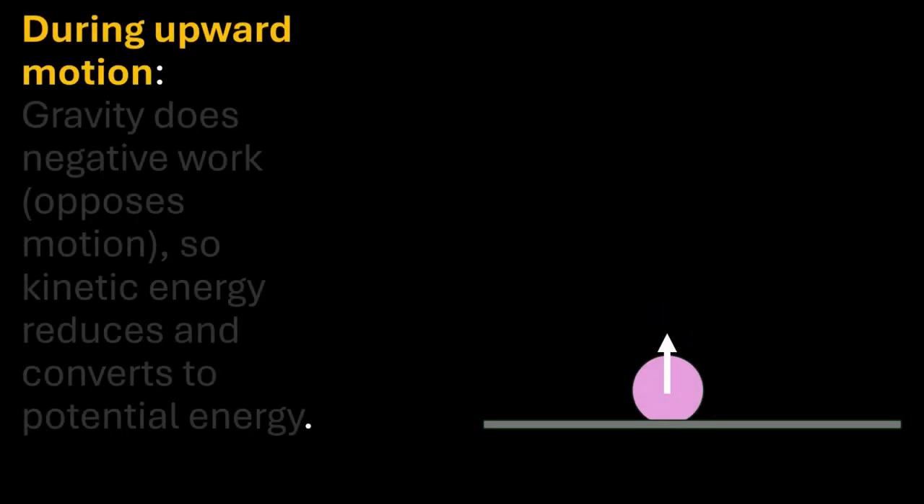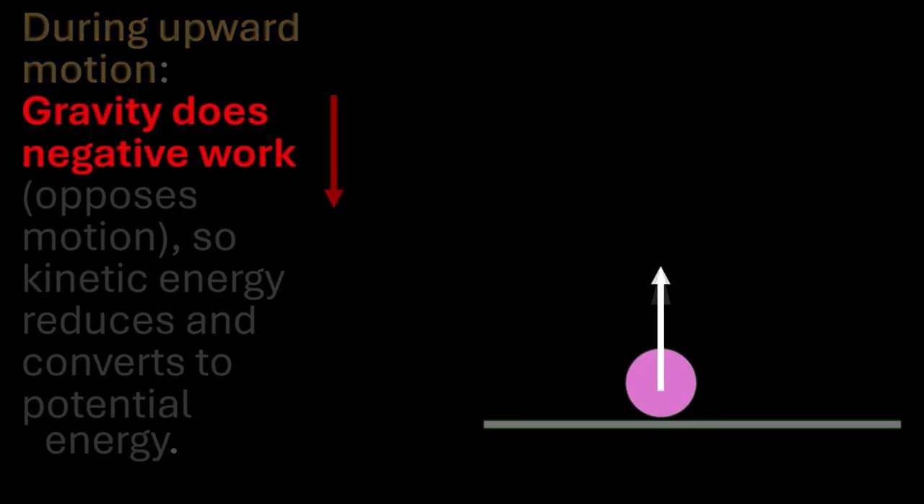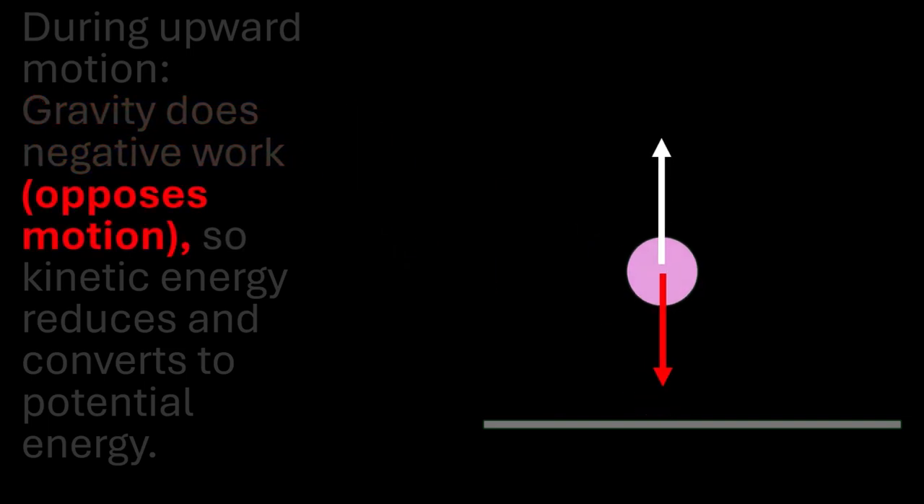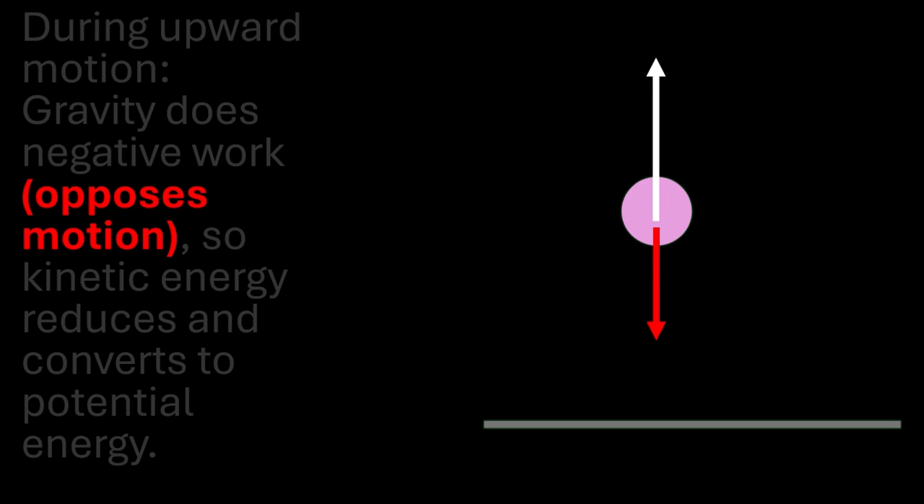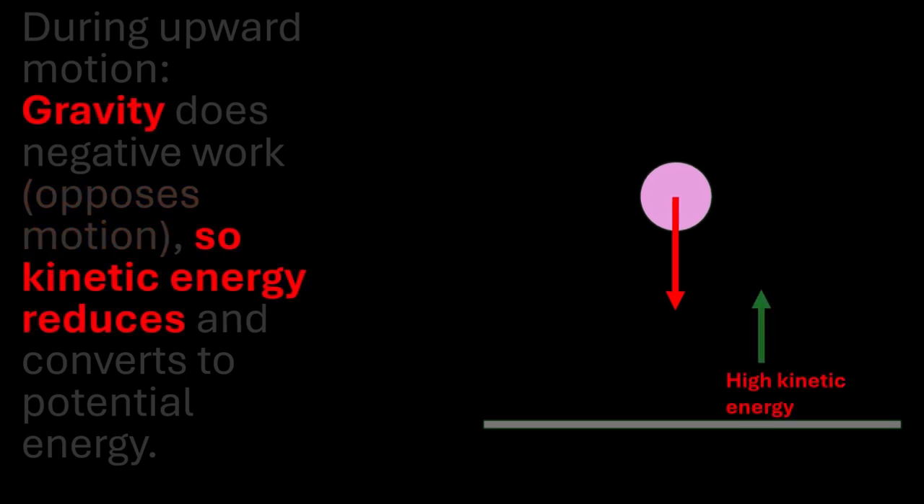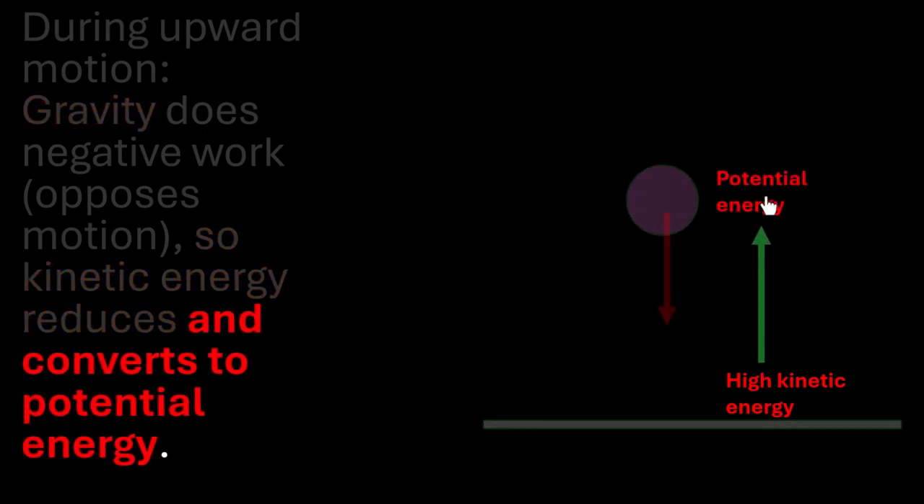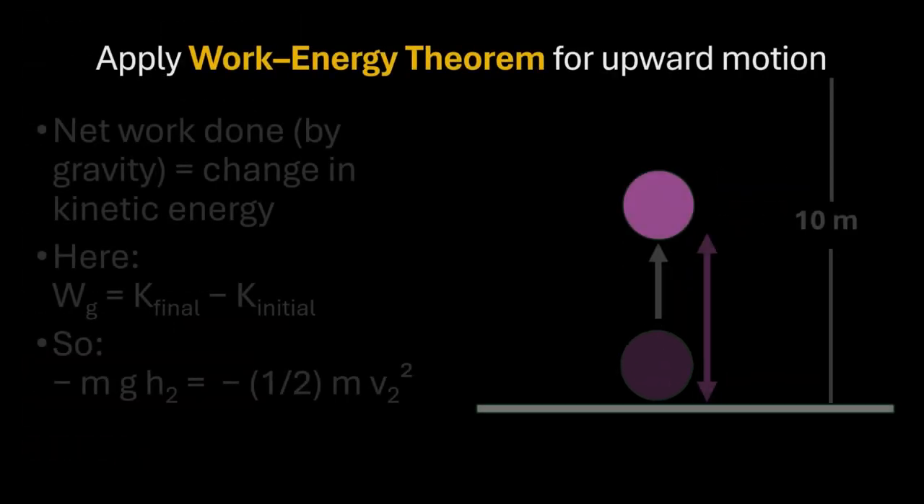Now, during the upward motion, the only force acting is gravity, which in this case does negative work. What does that mean? It means that the object is going up, displacement is acting upwards, and the force is acting downwards. So it is opposing the motion here. And when it is opposing the motion, the work done is negative. As a result, gravity acting downwards causes kinetic energy to be converted to potential energy, because kinetic energy reduces and it is converted totally to potential energy.